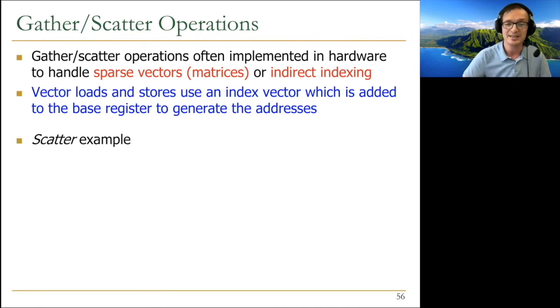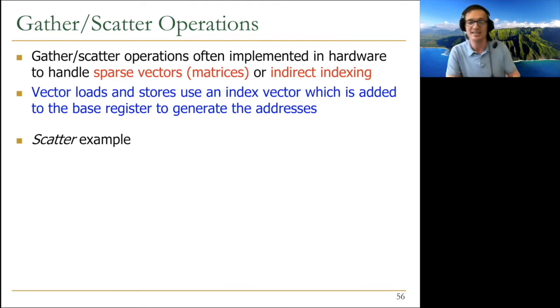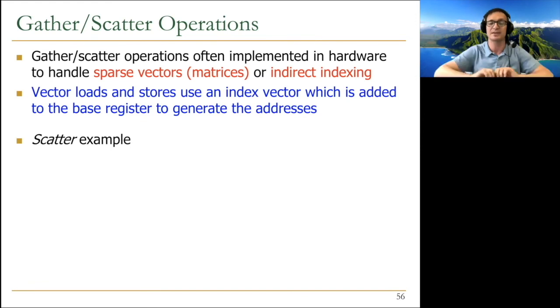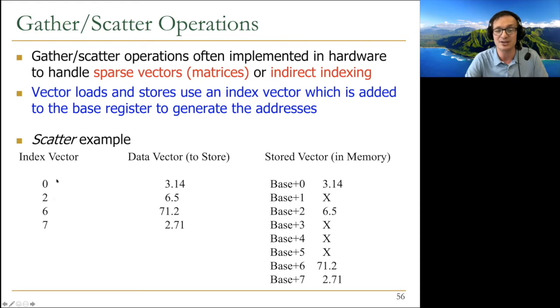So what does this mean? Let me give you an example from scatter. Scatter means you take a packed vector and you scatter it into different memory locations based on some index vector. Let's say our index vector is 0, 2, 6, 7, meaning the locations where data should be stored, and our data vector is this, and we're only looking at 4 elements over here. The first element of the data vector should be stored to the base address plus the first index in the index vector. That's what we do as a result of that instruction.